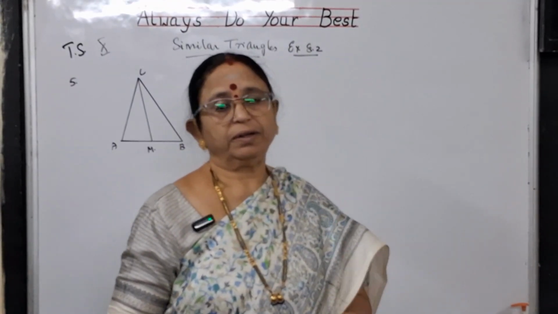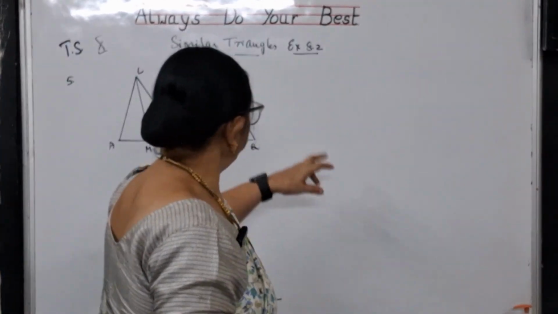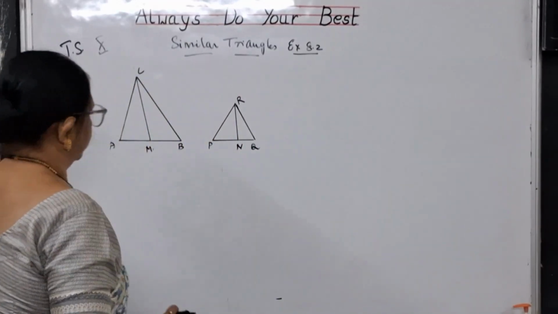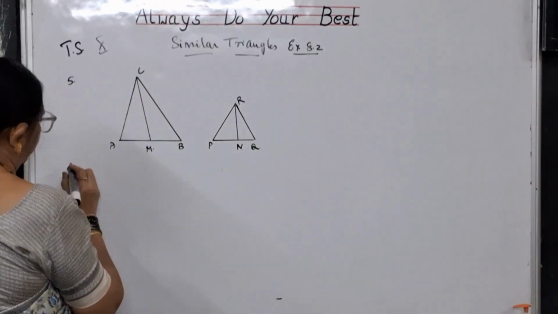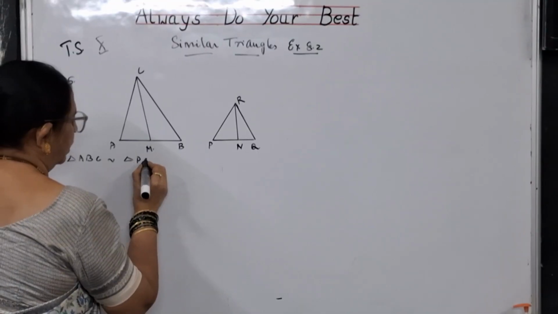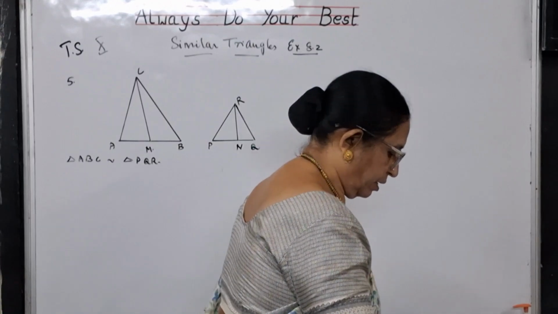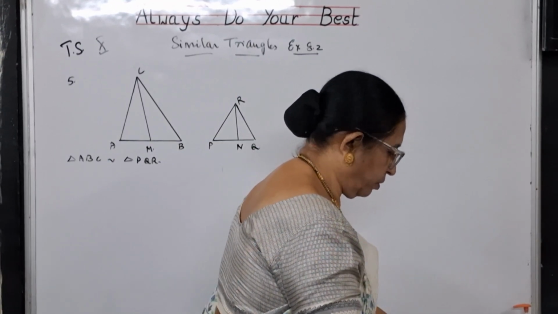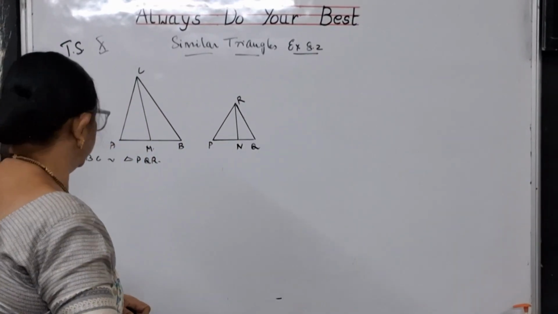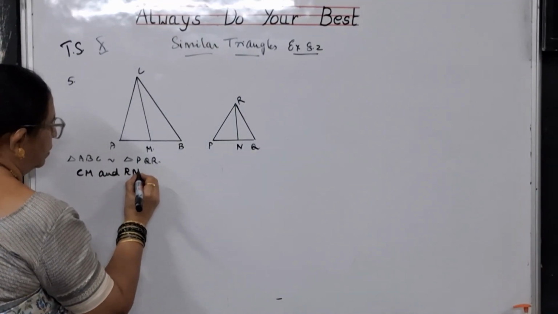I am now dealing with 10th class maths, similar triangles, and in this similar triangles exercise 8.2, 4 sums I have done. Now 5th sum I am doing. This is the figure they have given. In this figure, triangle ABC is similar to triangle PQR, and CM and RN are the medians.